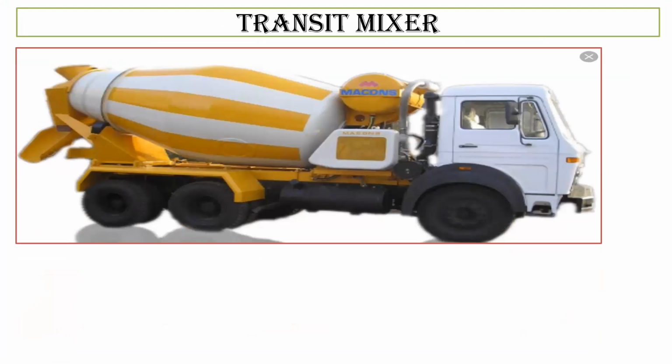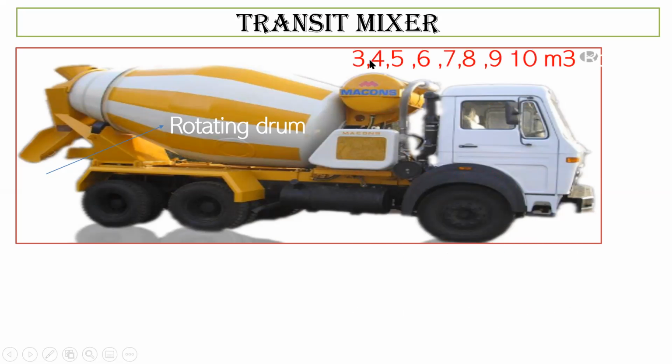So this is how a transit mixer looks, right? We call this a rotating drum, and I hope you guys have seen this. You can always see a concrete transit mixer with this rotating drum always in motion. And these are the different capacities of the transit mixer that are available. We have 3 m³, 4 m³, 5 m³ capacity, we have 6, 7, 8, 9, and 10. So these are the different capacities of the transit mixer that are available in the construction industry.